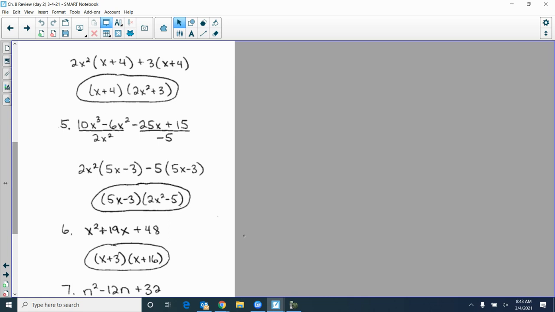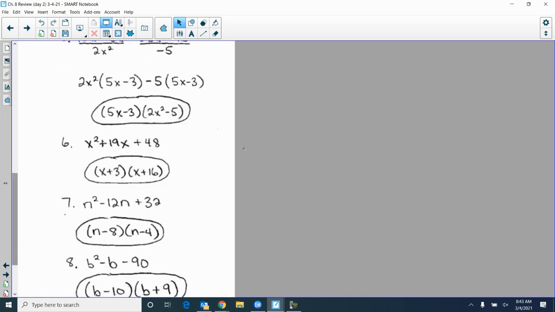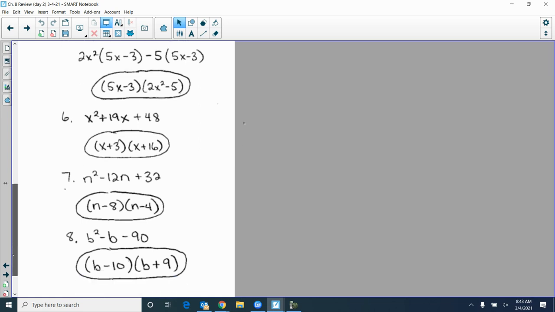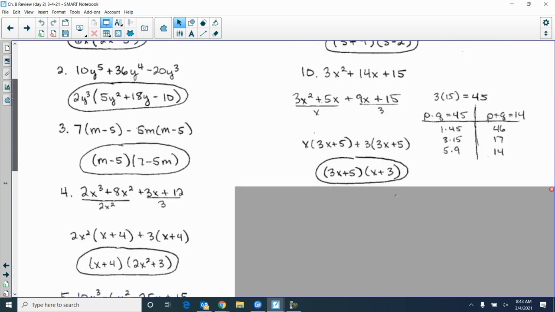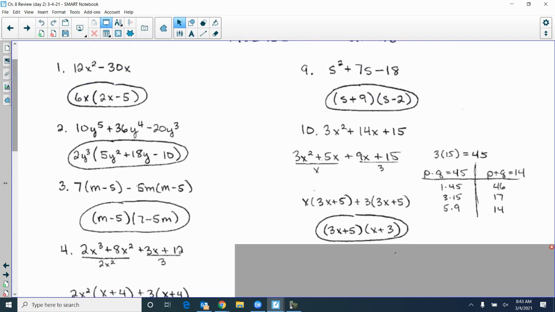Now 6 and 7, we start getting into the trinomials. What multiplies to get 48 and adds to get 19? 3 and 16. A few of you put down completely factored or not factorable on that one, so you have to watch that. You might have to do a chart. 7 is n minus 8 times n minus 4. 8 is b minus 10 times b plus 9. These all multiply to the last number and add to the middle. 9, same thing. 9 times negative 2 is negative 18, and 9 plus negative 2 is 7.